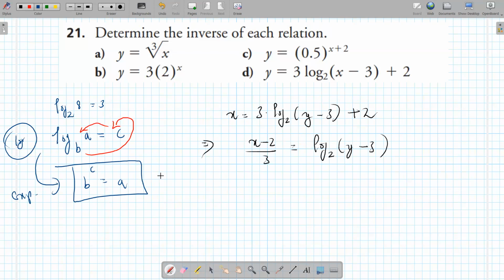So using this logic here, look at what this is going to become. You see this 2? That's our base. It's going to be 2 to the power of c, so that entire thing, 2 to the power of (x minus 2) divided by 3, is going to equal y minus 3. And then in the last step, you just add a 3 and you have your inverse. And there we go. So this rule is important to be able to go back and forth.